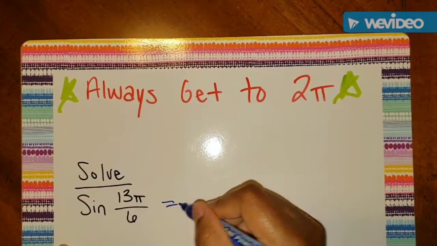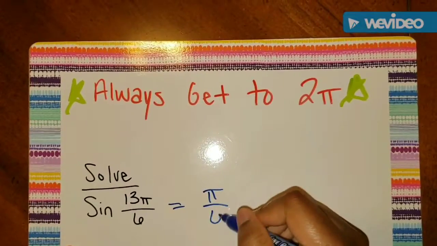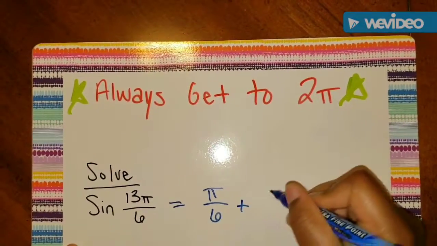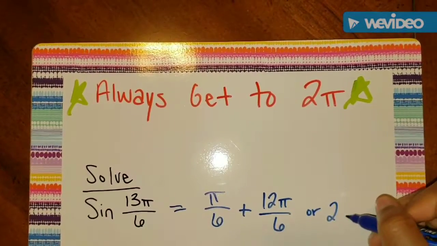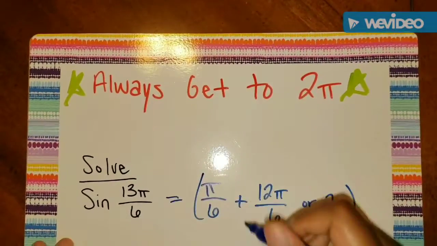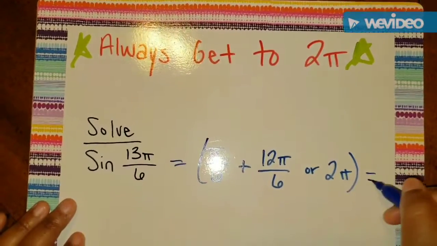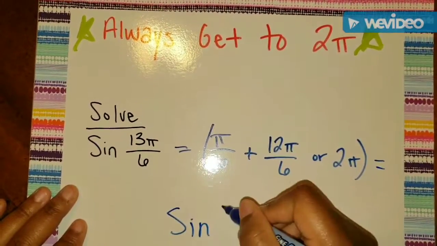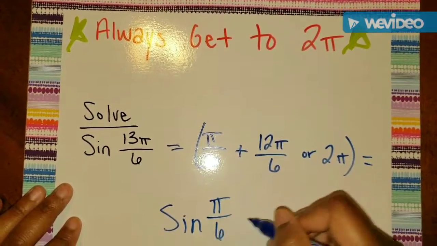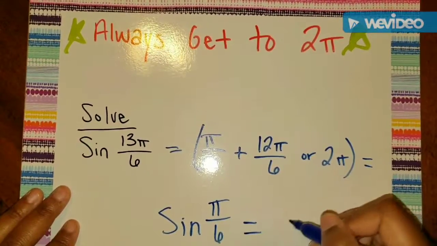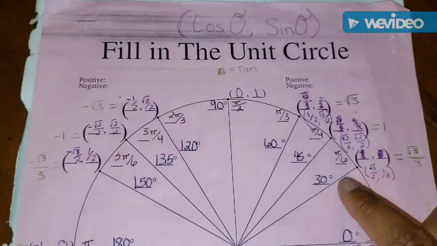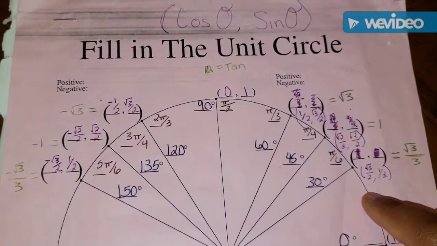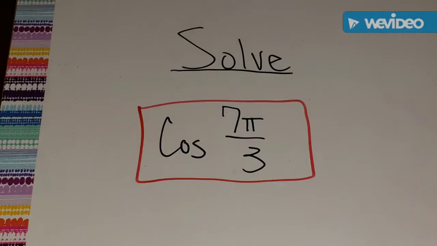So sine 13 pi over 6 is equivalent to pi over 6 plus 12 pi over 6, and that 2 pi cancels, so you get sine pi over 6, which, looking at our unit circle, would equal 1/2. So let's just go to our unit circle and see that pi over 6 is equal to 1/2 for sine. So now try to solve this next one on your own and come back.